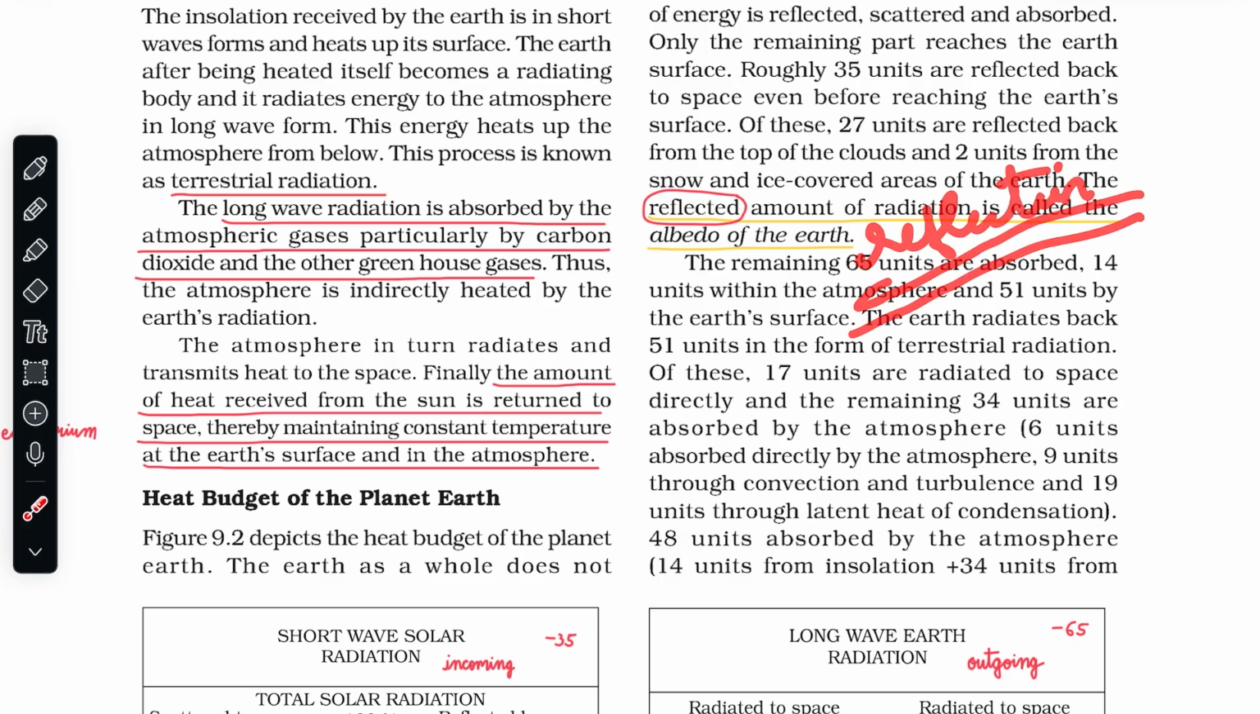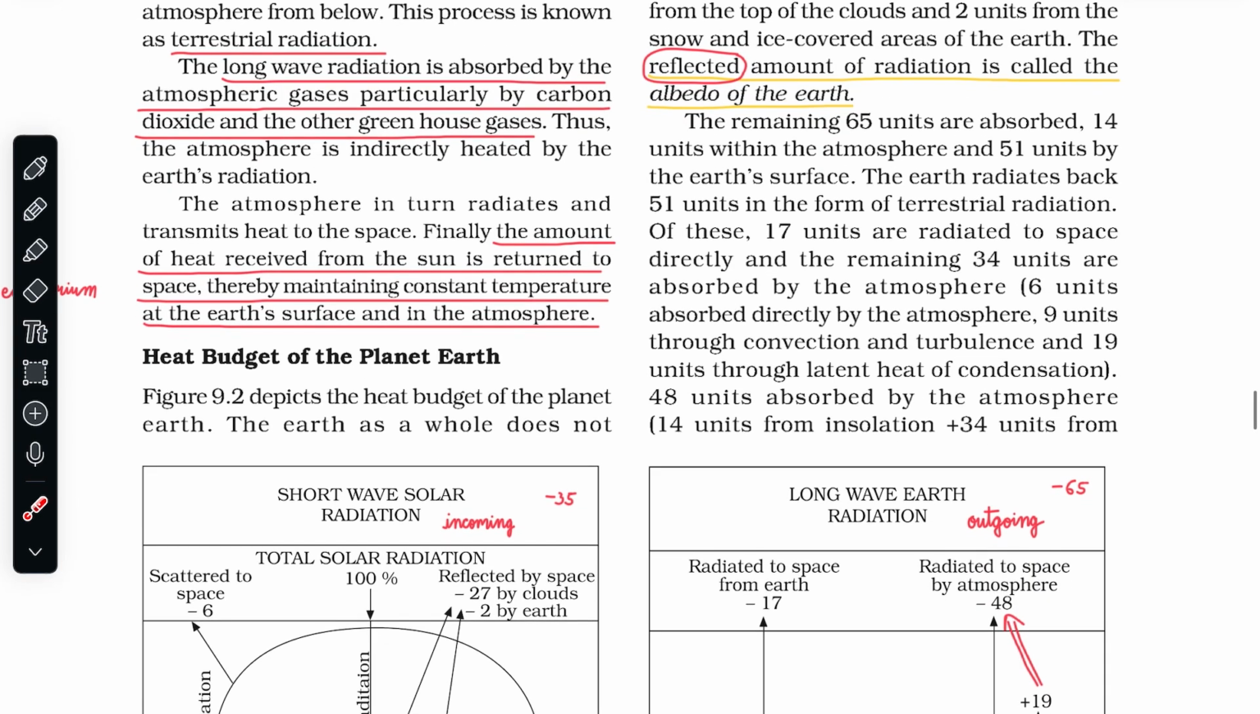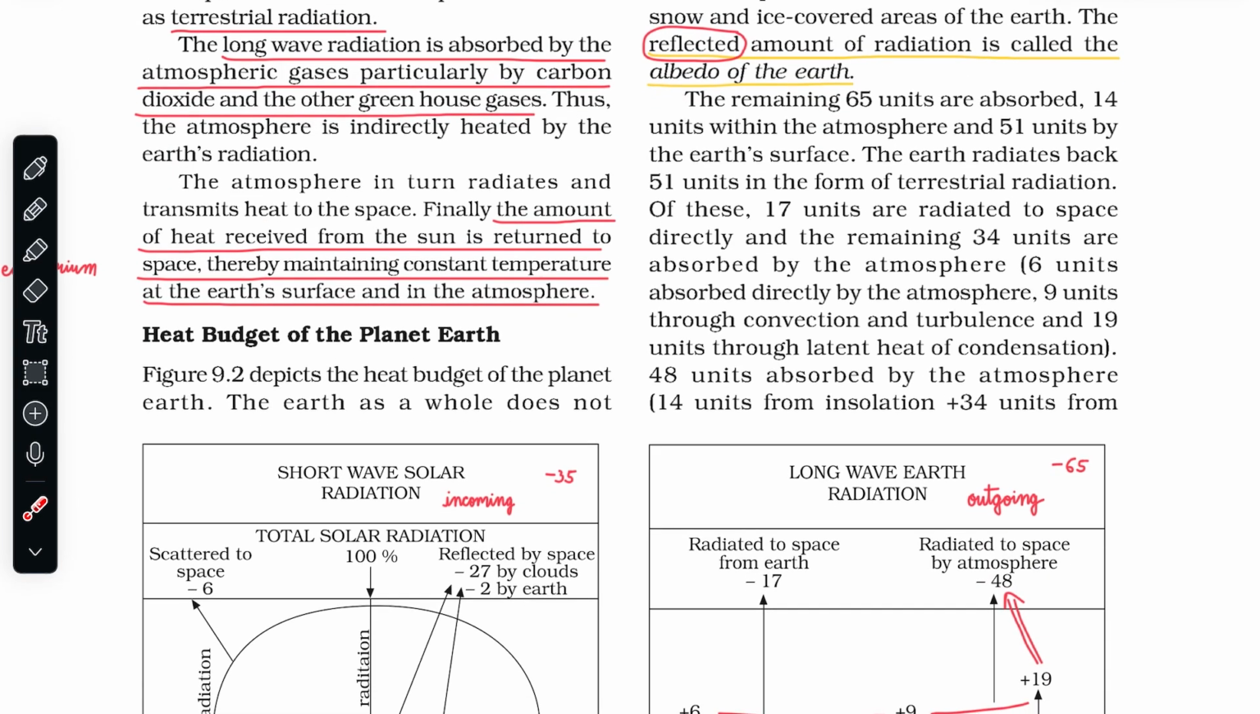So, the reflected amount of radiation is called the albedo of the Earth. The snow and ice sheets have the most albedo. The lowest albedo is of the bitumen roads, the black tar roads. The remaining 65 units are absorbed, 14 units within the atmosphere, and 51 units by the Earth's surface.